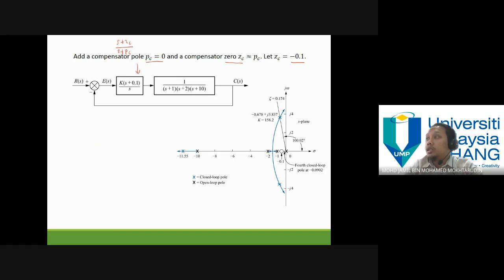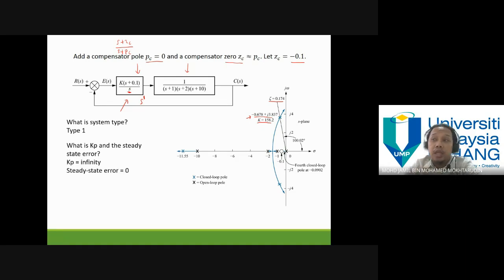If you sketch the new root locus from this new system, you can see that the root locus moves a bit. The new pole intersected with this line is now changed to a new value. Now in this system we have S to the power of 1, so the system becomes type 1. And for a type 1 system, KP is equal to infinity. When KP equals infinity, the steady state error is 0 for a type 1 system. So you need to go back to the steady state error lecture.